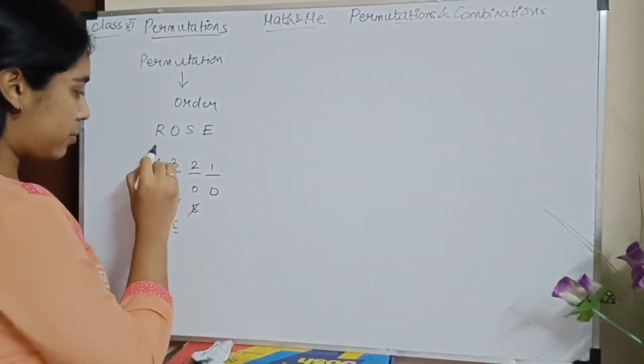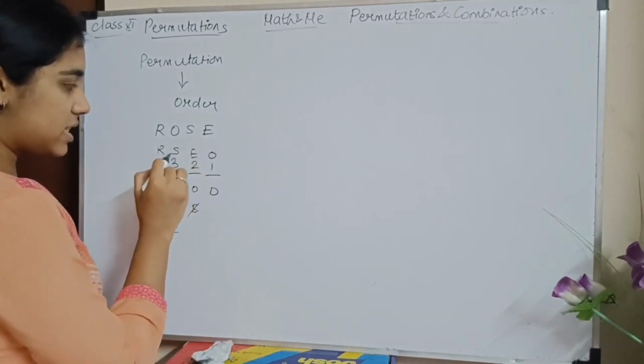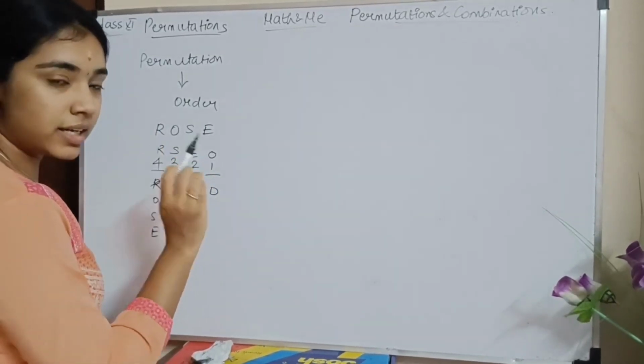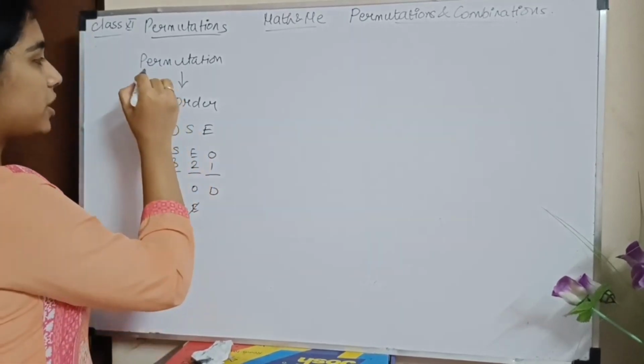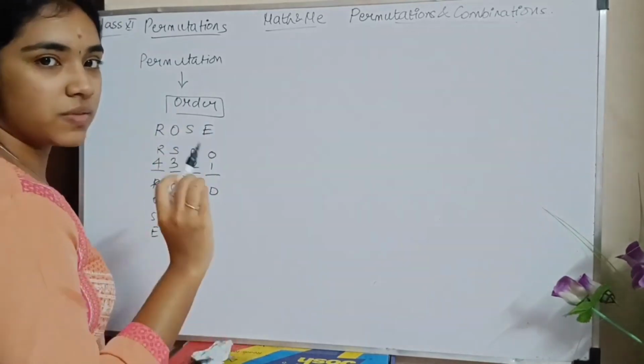So in that, if it is ROSE, I'll have R, S, E, O. So this is the order of letters. First R, second S, third E, fourth O. So permutation is nothing but the order is very, very important. The arrangement is very, very important.